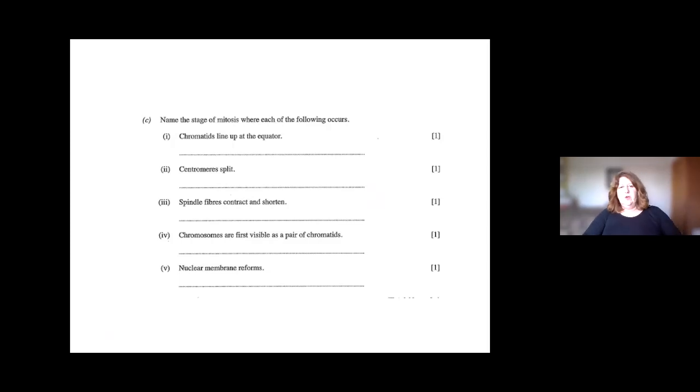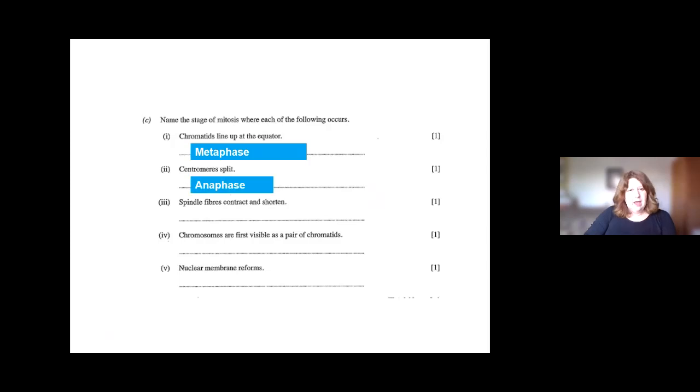Moving on. All right then, I'm just going to go through this. Name the stage of mitosis where each of the following occurs. What we've got here is chromatids lining up at the equator. So see if you're right. I'm sure you were. It's metaphase. If I said, in which phase do centromeres split? Okay, that's something maybe you need to have another little think about. So were you right? Anaphase.